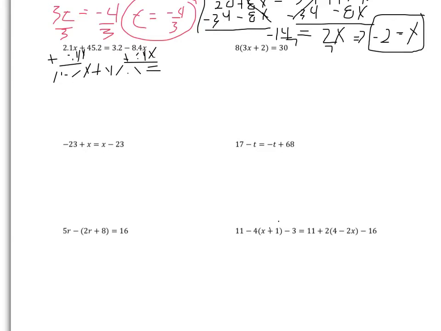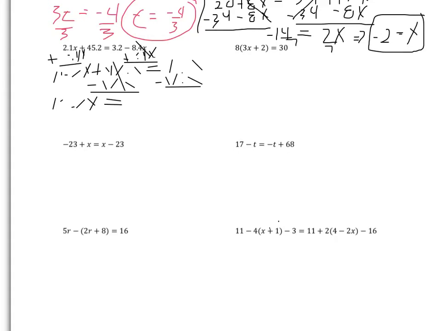On the right side, we've canceled our 8.4x's. We just have 3.2. So the x's are on the left. We want to get the numbers to the right, so we have to subtract off our 45.2. So we have our 10.5x that carries down. These cancel out, so this equals.